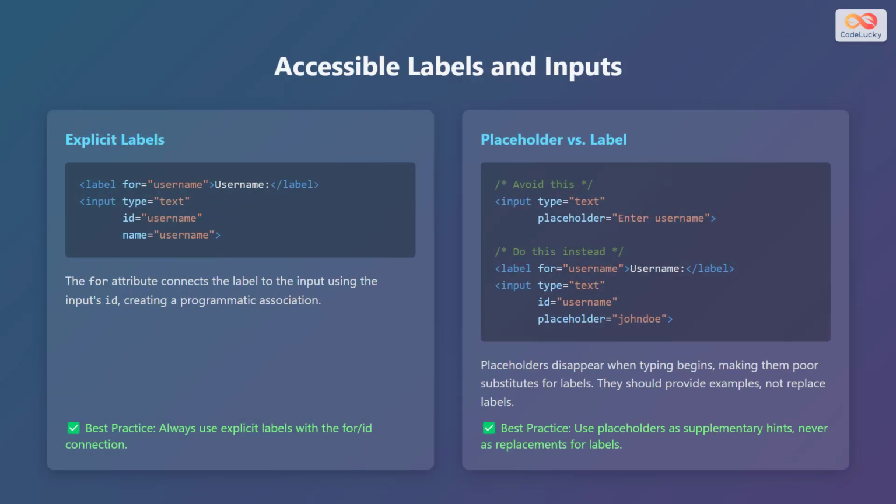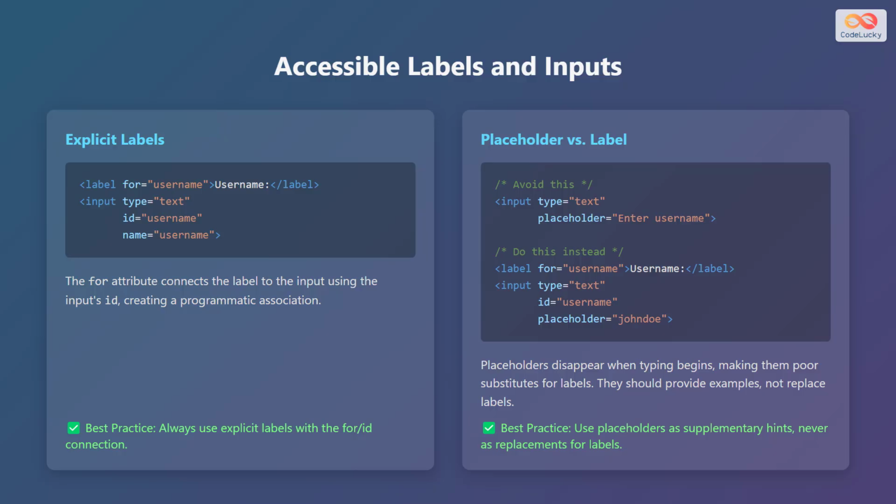Let's discuss accessible labels and inputs, which are fundamental to creating inclusive forms. First, use explicit labels. The "for" attribute connects the label to the input using the input's ID, creating a clear programmatic association. Always use explicit labels with the "for" and ID connection for best practice.